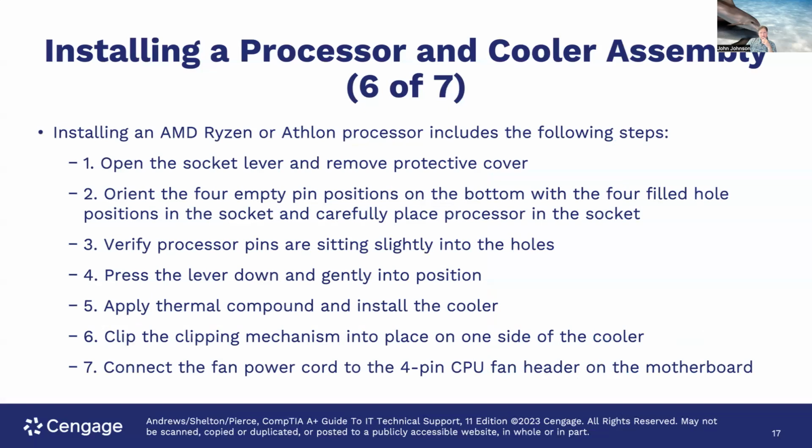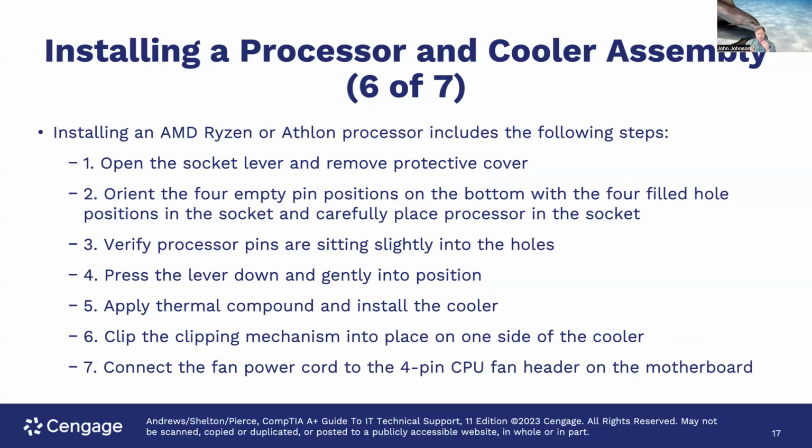So, installing a processor and cooler assembly, continuing on. Installing an AMD Ryzen or Athlon processor includes the following steps. You're going to open the socket lever and remove the protective cover. You're going to orient the 4 empty pin positions on the bottom with the 4 filled hole positions in the socket, and you're going to carefully place the processor in the socket.